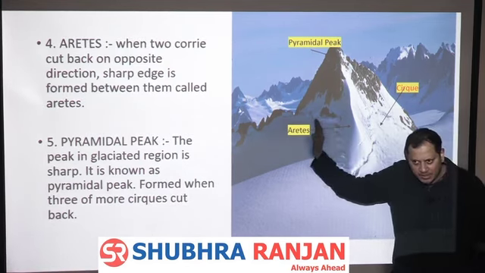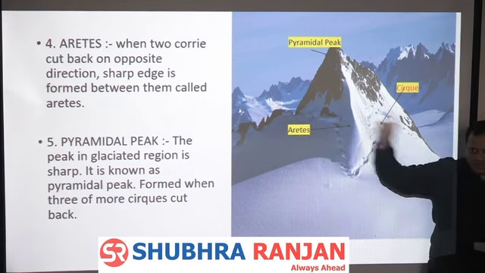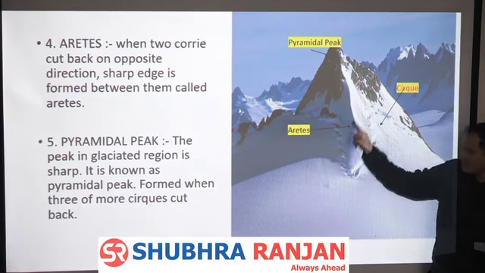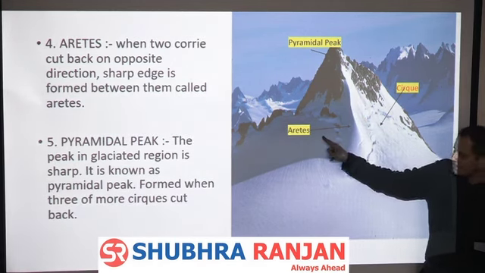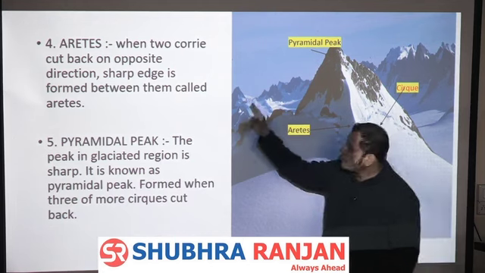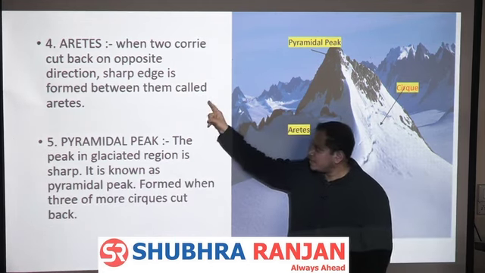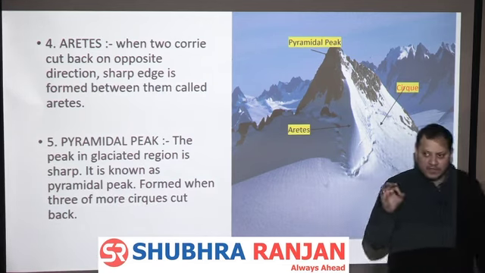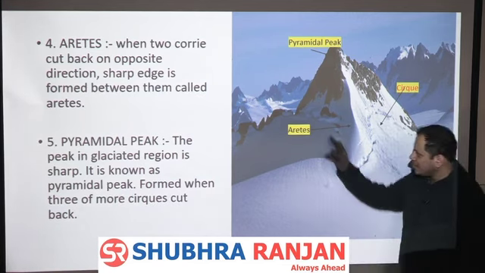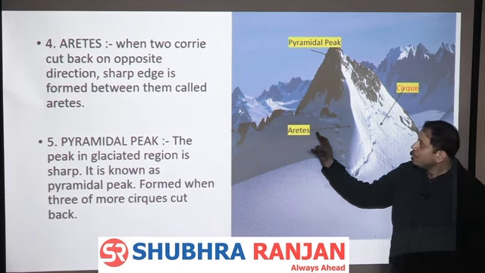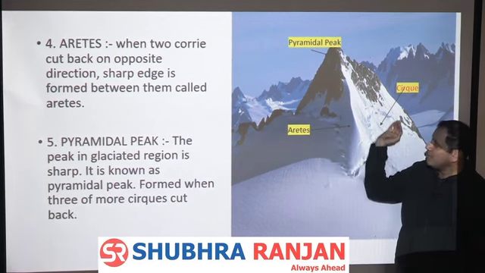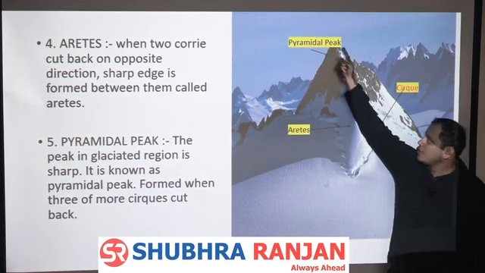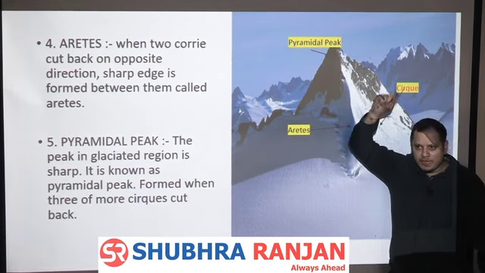We have just seen when the two koris cut in opposite direction, एक वो ice cream वाला example, it results into the sharpening of the edges of the mountain, and we'll call this as arits. So when two koris cut back in opposite direction, sharp edge is formed between them, and they are known as arits. यहाँ से एक कोरी जा रहा है, यहाँ से एक कोरी, there will be two or one more कोरी from the behind.